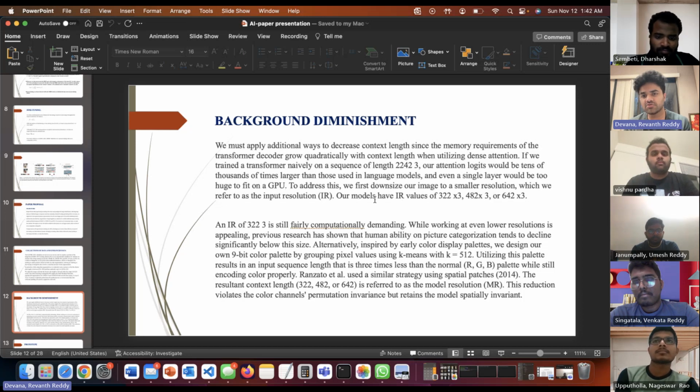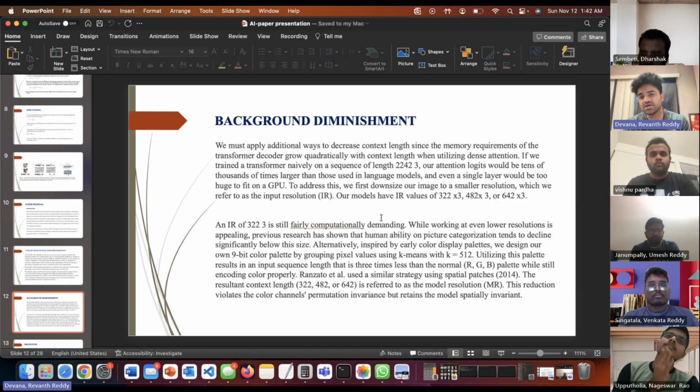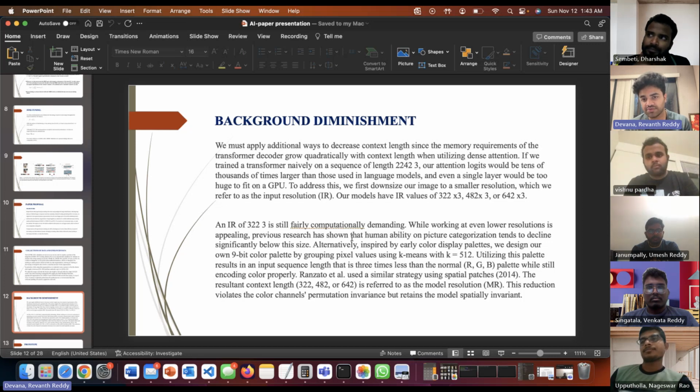To address this, we first downsize our image to a smaller resolution, which we refer to as the input resolution. Our model has IR values of these, these are the values which our model has. An IR value of 32 squared times 3 is still fairly computationally demanding, while working at an even lower resolution is appealing. Previous researchers have shown that human ability on picture categorization tends to decline significantly below this size.